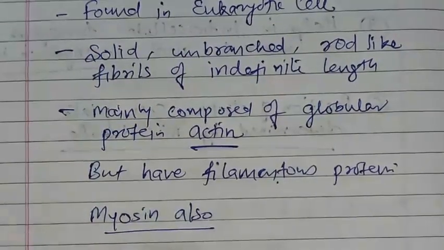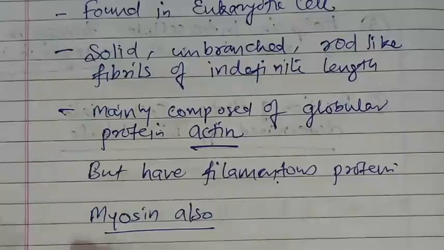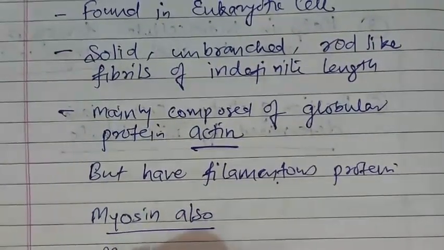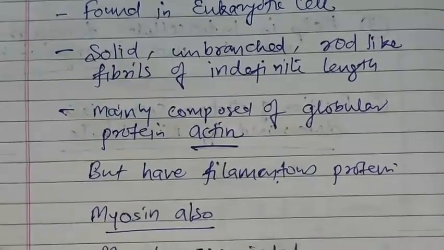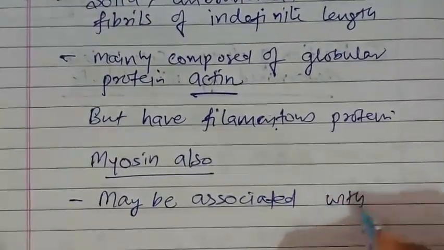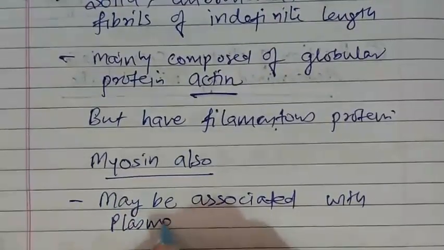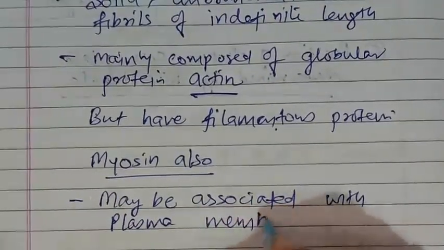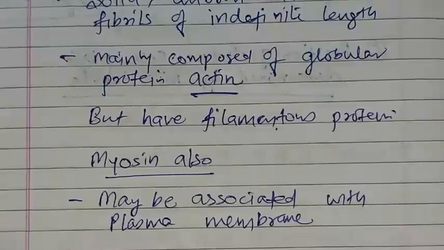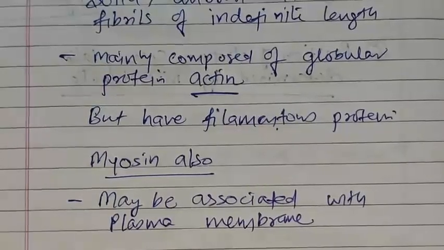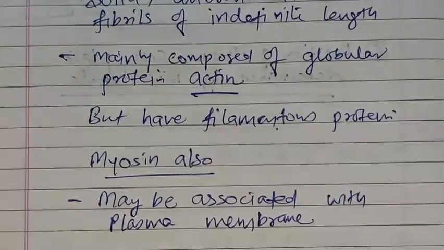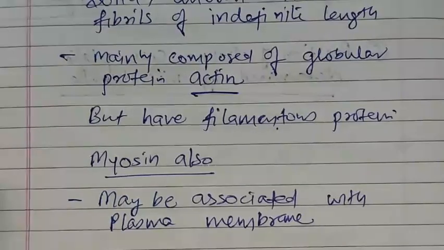They form an extensive network in the cytoplasm of the cell and may be associated with the plasma membrane. So these are structures which are solid, unbranched, rod-like filaments of indefinite length, and if made up of actin and myosin, then they are microfilaments. Now first we talk about the particular functions.